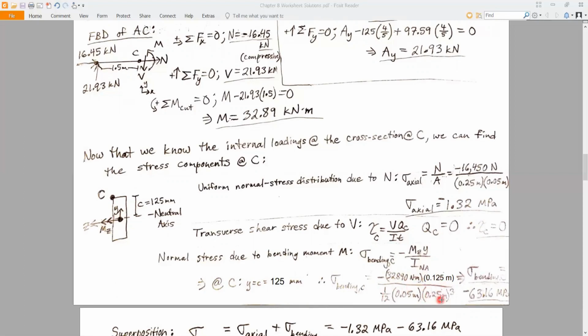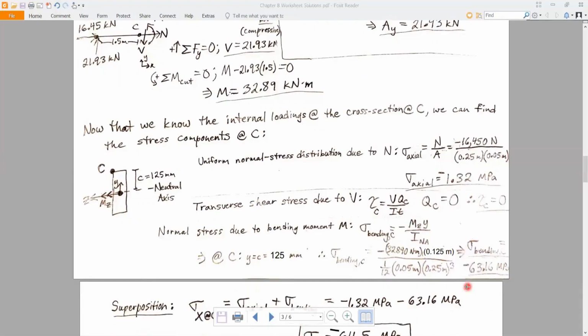And don't forget your moment of inertia about our neutral axis here, 1/12 b h cubed. b is 50 millimeters, h is 250 millimeters. You get a bending normal stress of 63.16 megapascals. Again, the negative sign says compressive. If you follow all the sign conventions, the negative signs will take care of themselves.